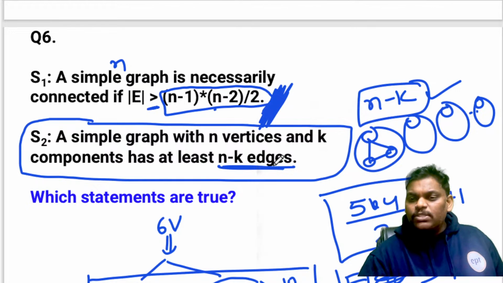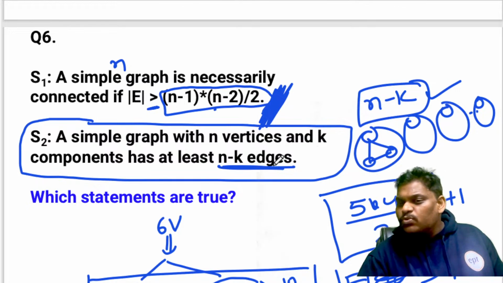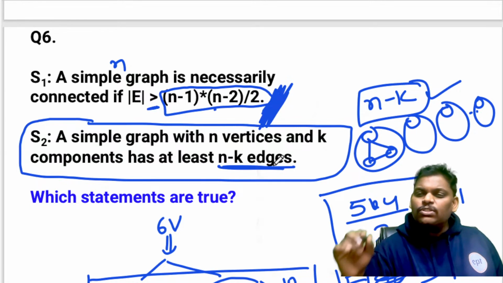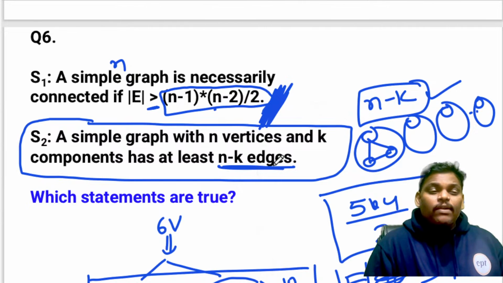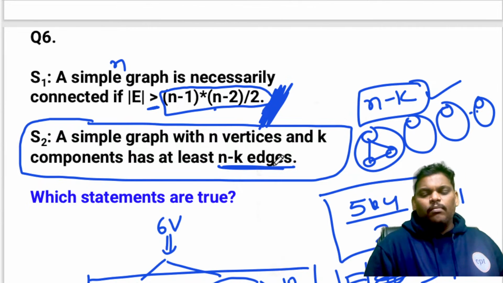GATE exam is basics only. Someone is saying, sir, a forest is also a simple graph. Remember, a forest is also a simple graph, but every simple graph is not a forest. The reverse is not true. Every forest is a simple graph, but every simple graph need not be a forest.